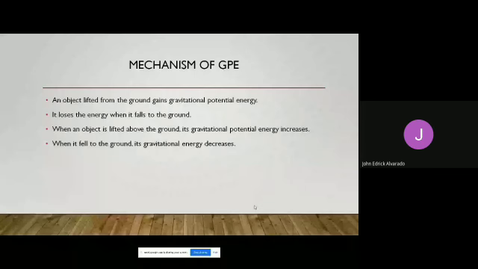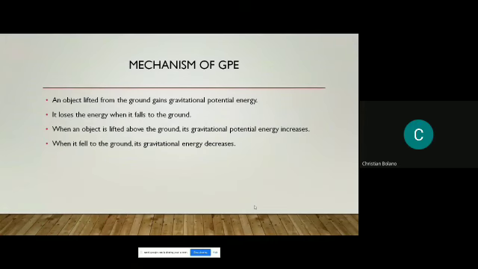So moving forward, these are the mechanisms of gravitational potential energy. To understand it better, we'll read these four ideas or concepts about gravitational potential energy, or in short GPE. So who wants to read again? Who wants to read the mechanism of GPE? Okay, Christian.